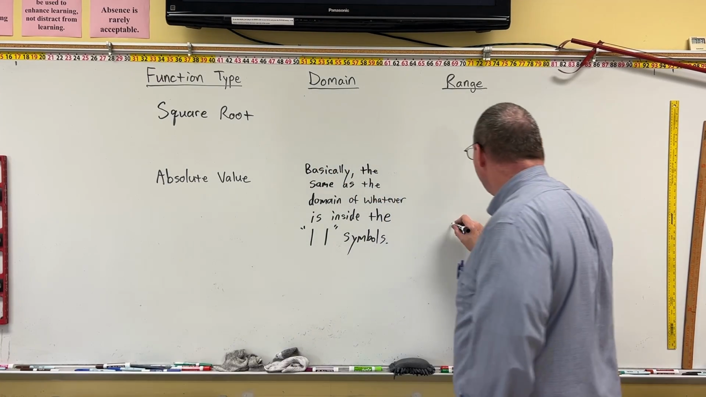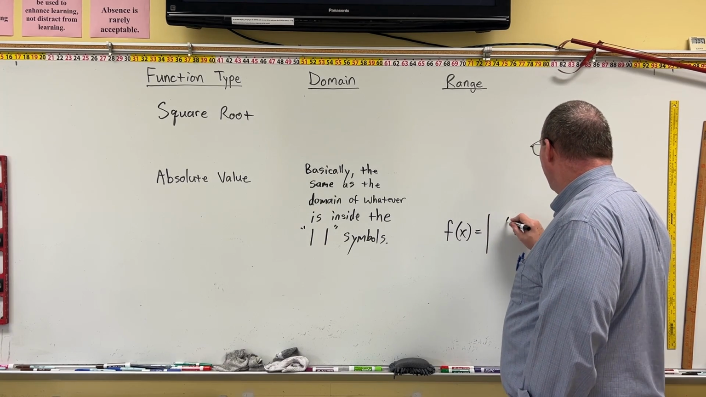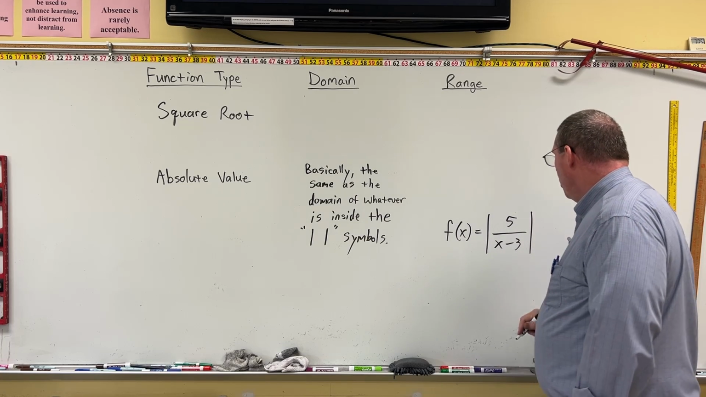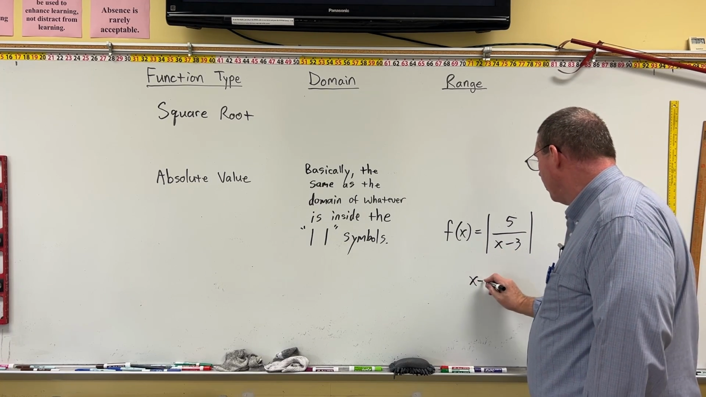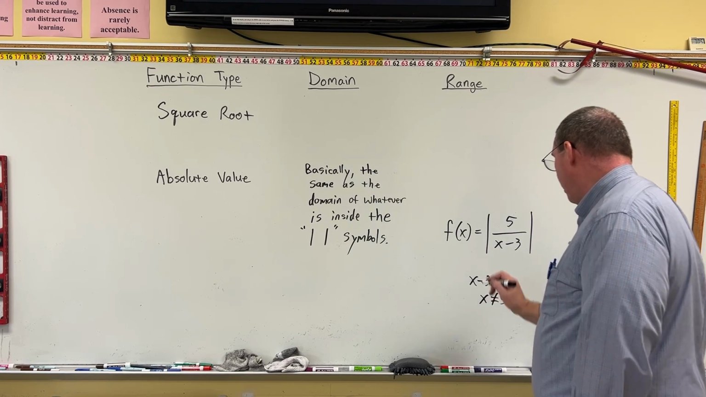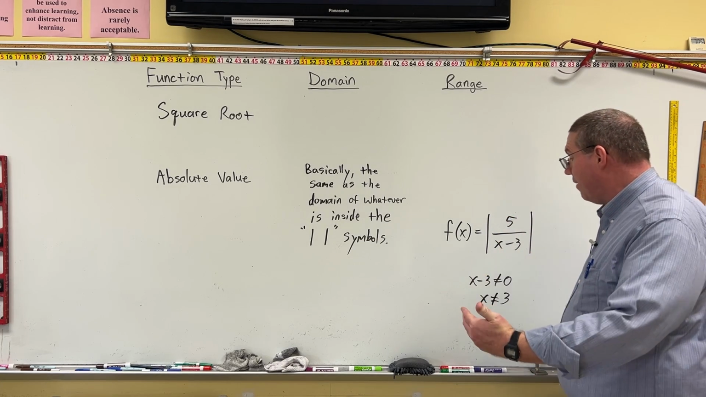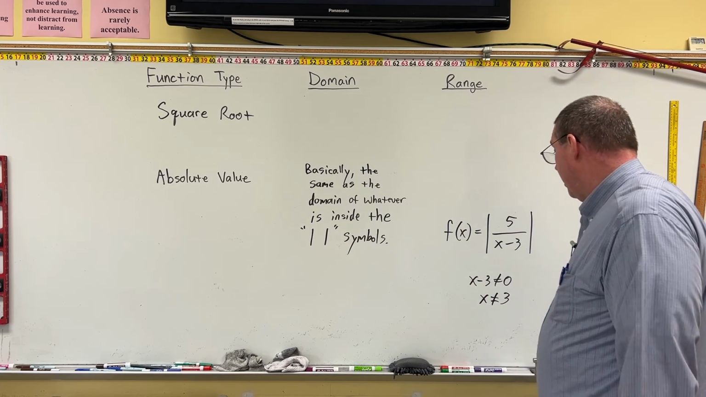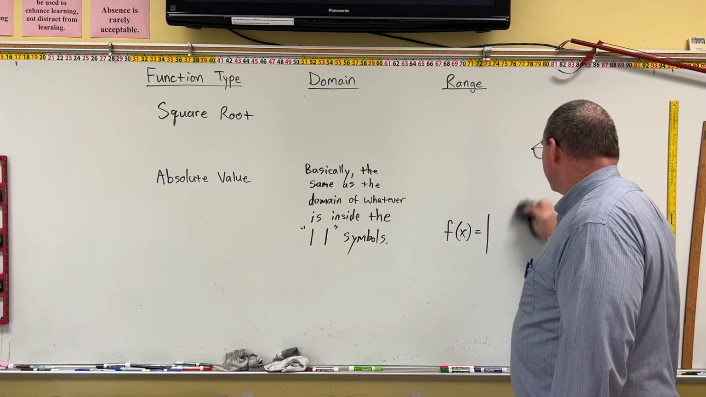So for example, if I said f of x was equal to the absolute value of 5 over x minus 3, well, we know that the denominator cannot equal 0, and if we set x minus 3 not equal to 0, then the domain would not include 3. And so the domain of this absolute value function would be negative infinity up to 3, leave 3 out, and then go up to infinity.